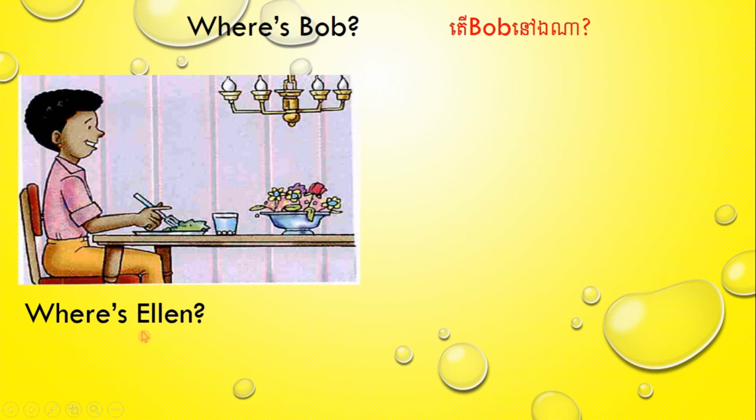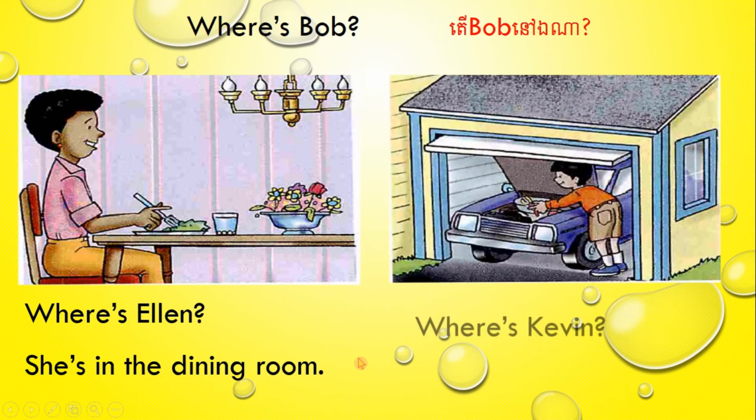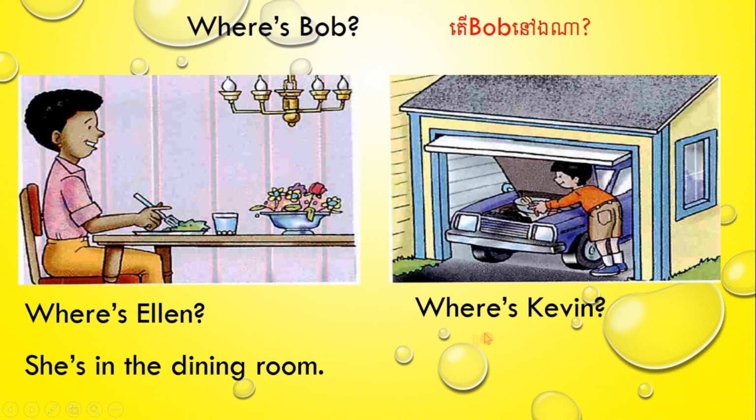Where's Ellen? She's in the dining room. Where's Kevin? He's in the garage.